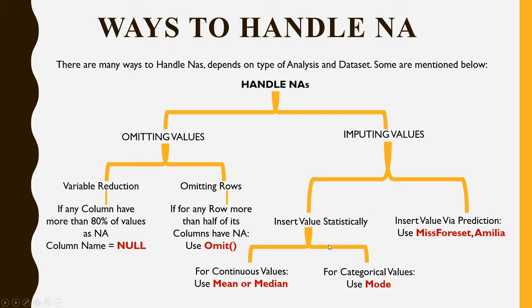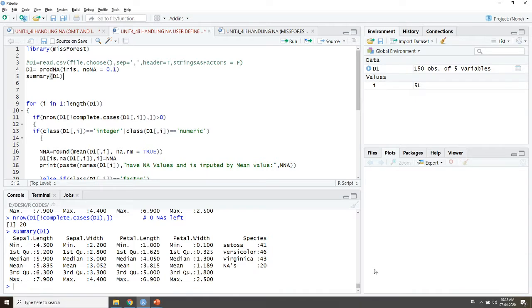So in this video we'll be learning that if we have categorical data, then how we can impute it with the help of mode. I have created my user defined function to fill these values. So come back to RStudio. Okay, so we have this code.